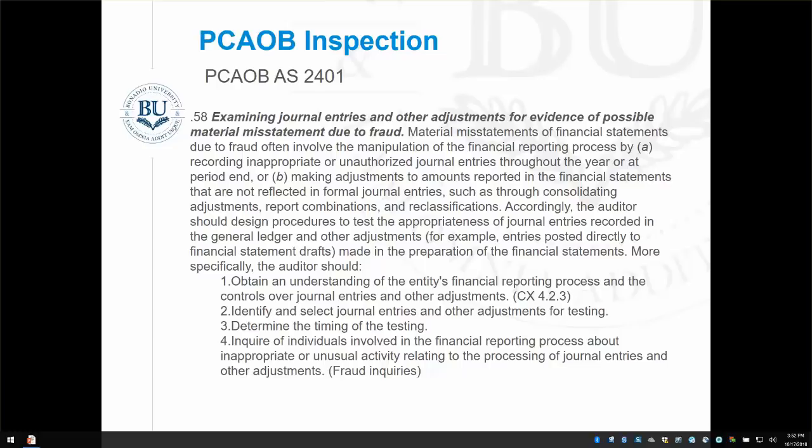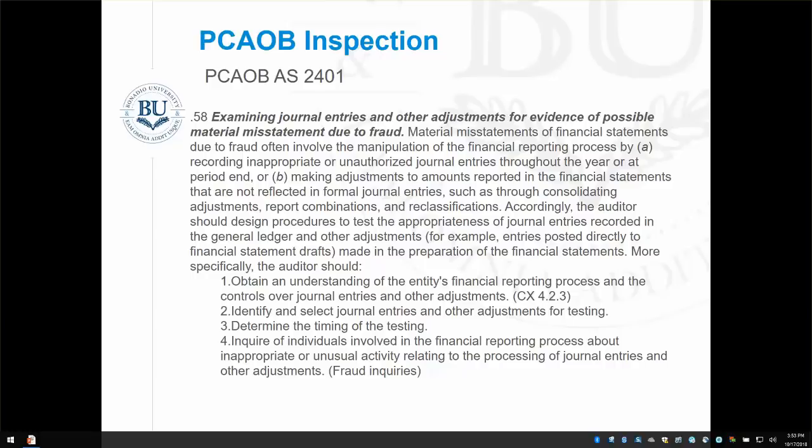So it really looks to ensure that we have the documentation of management's process and the understanding of the close process, that we're looking at those journal entries to a very finite level, that we're determining the timing of the testing, be it at year end or during the interim quarters that may be applicable for issuer clients, as well as that we're talking to the appropriate individuals to try and identify any unusual or inappropriate journal entries that may have been performed.